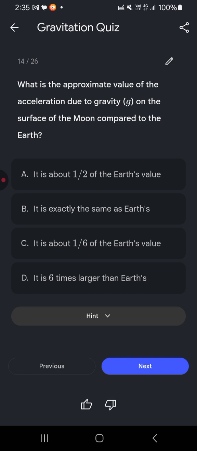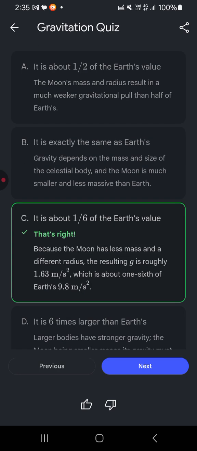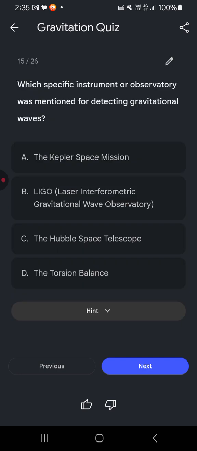The correct option will be 1/6 of the earth's value. Because the moon has less mass than earth and a different radius, the resulting acceleration due to gravity is roughly 1.63 meter per second square, which is about 1/6 of earth, which is 9.8 meter per second square.